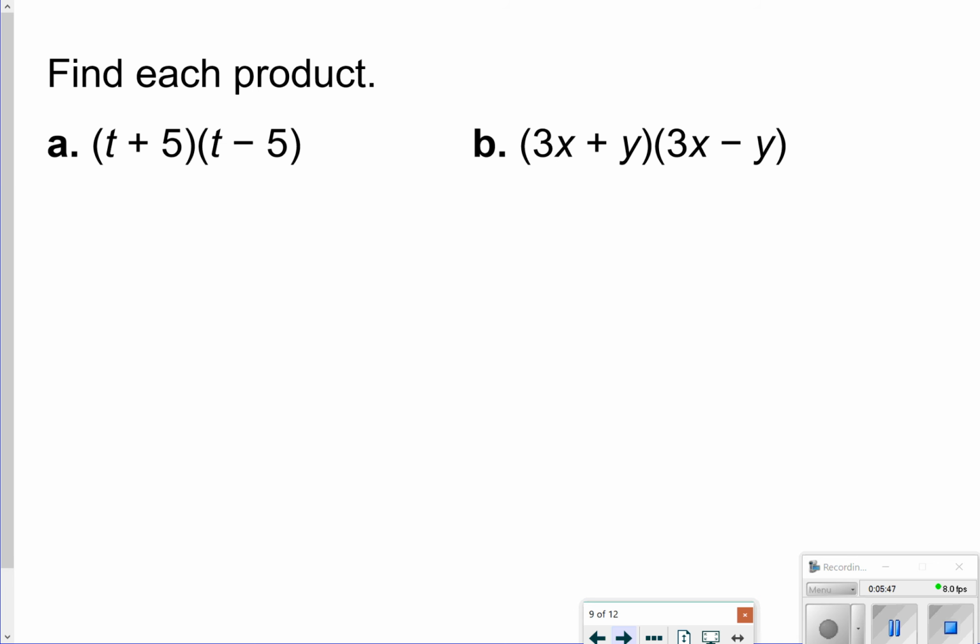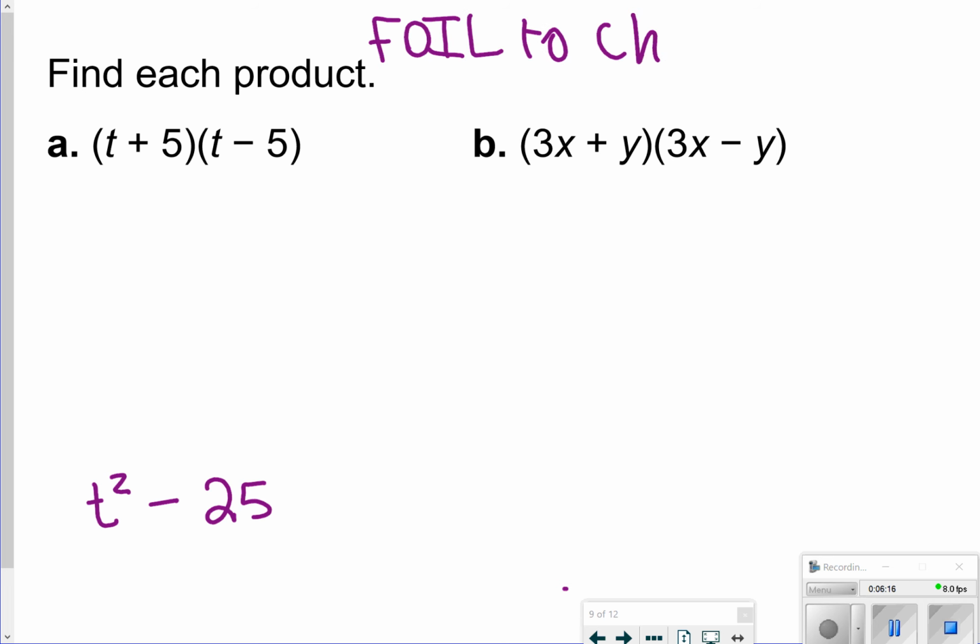So here's what I was talking about. If we use the sum and difference pattern, we know that my answer for letter A should be t squared, because that would be a, and then b is 5 squared, so that's 25. So my answer will end up as t squared minus 25, but I'm going to show you how we get there. I'm just going to use the FOIL method. If you cannot remember the sum and difference pattern, you can always just use the FOIL method to check your work. That will never fail you. But it does take a little bit of time, but if you can remember the sum and difference pattern, this takes a lot of time off your hands.